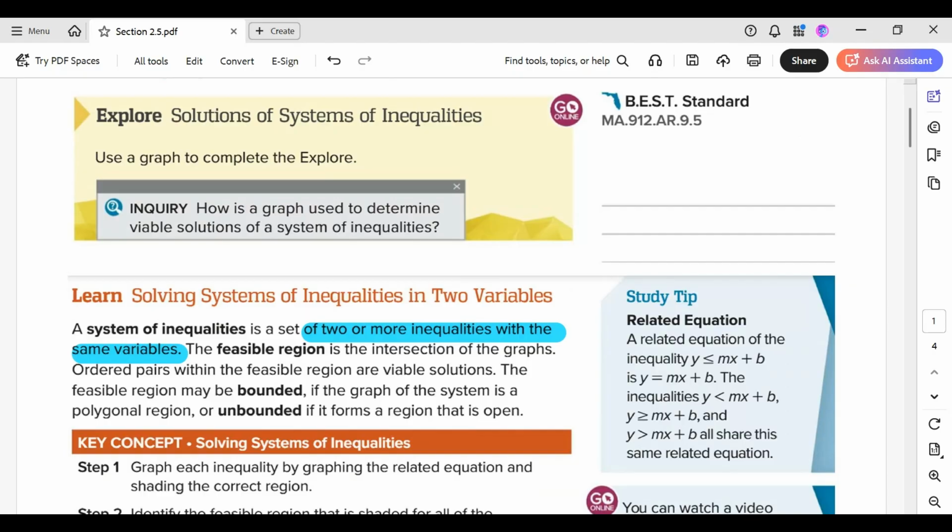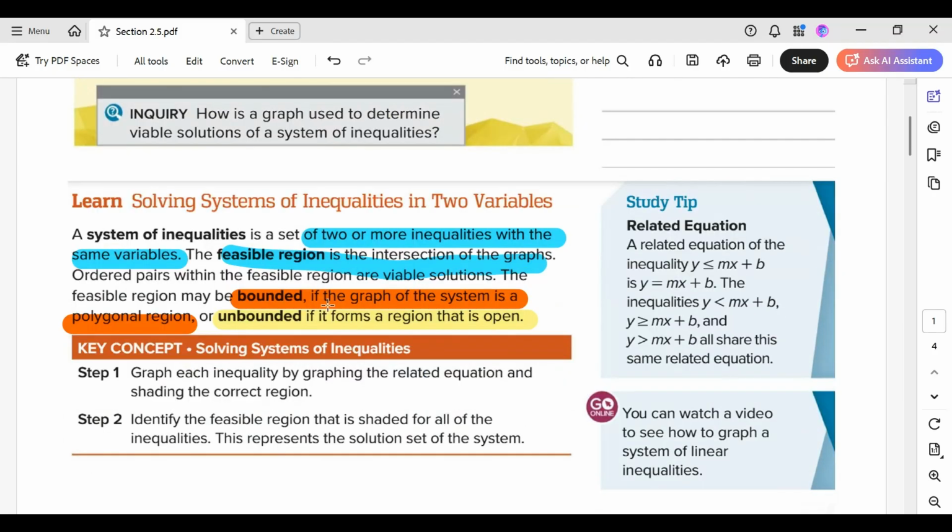The feasible region is the intersection of the graphs. So the feasible region could be bounded, meaning the graph of the system is polygonal, which means it looks like it could be rectangular, trapezoidal, whatnot, or it could be unbounded, so it forms a region that is open.